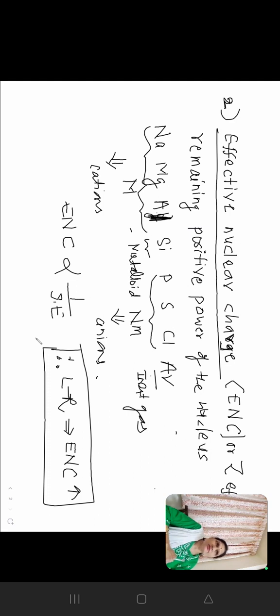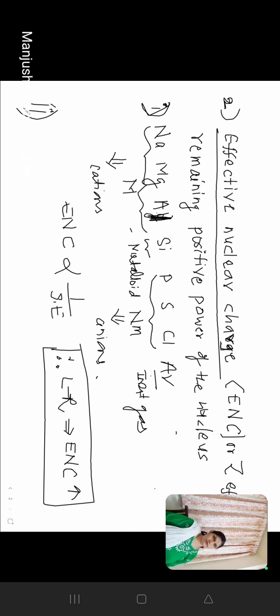Now write down the explanation. This is the first point. You write the first point, that is what happens from left to right. Now the second point you have to write, down the group. Now write the explanation for this.